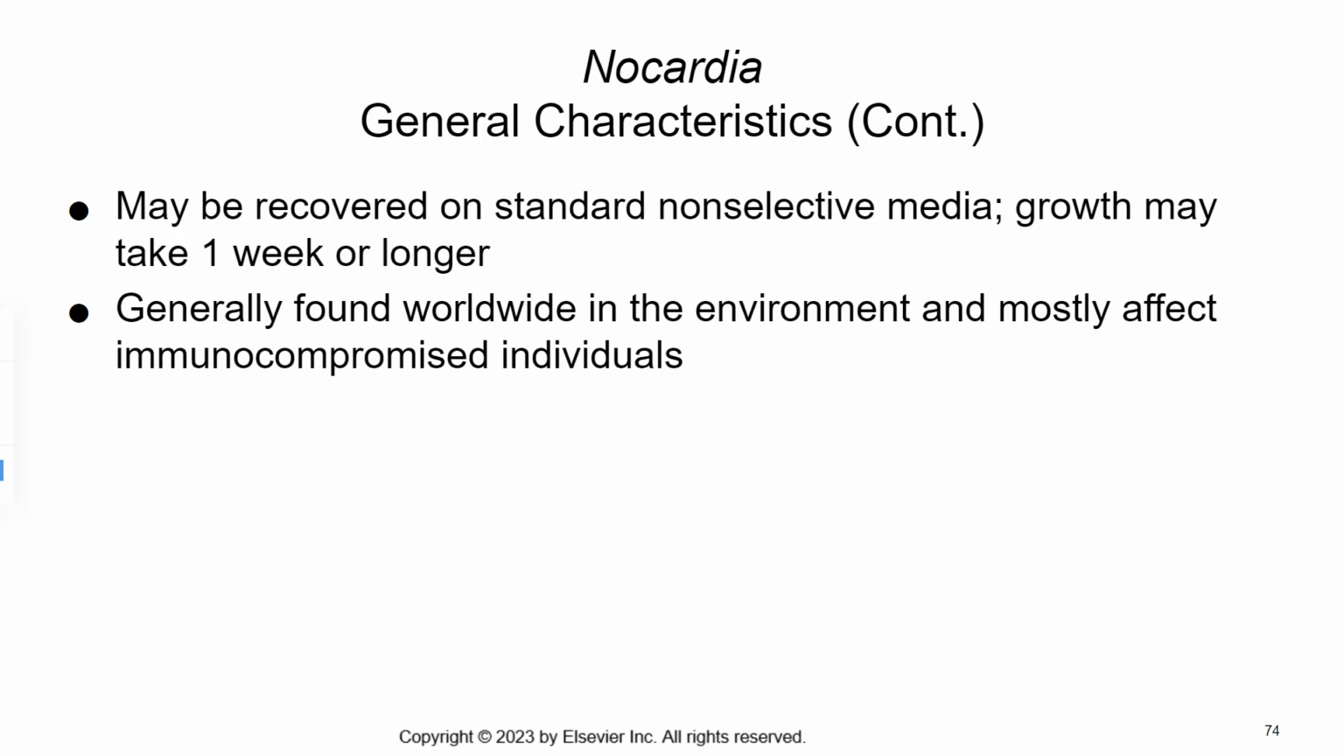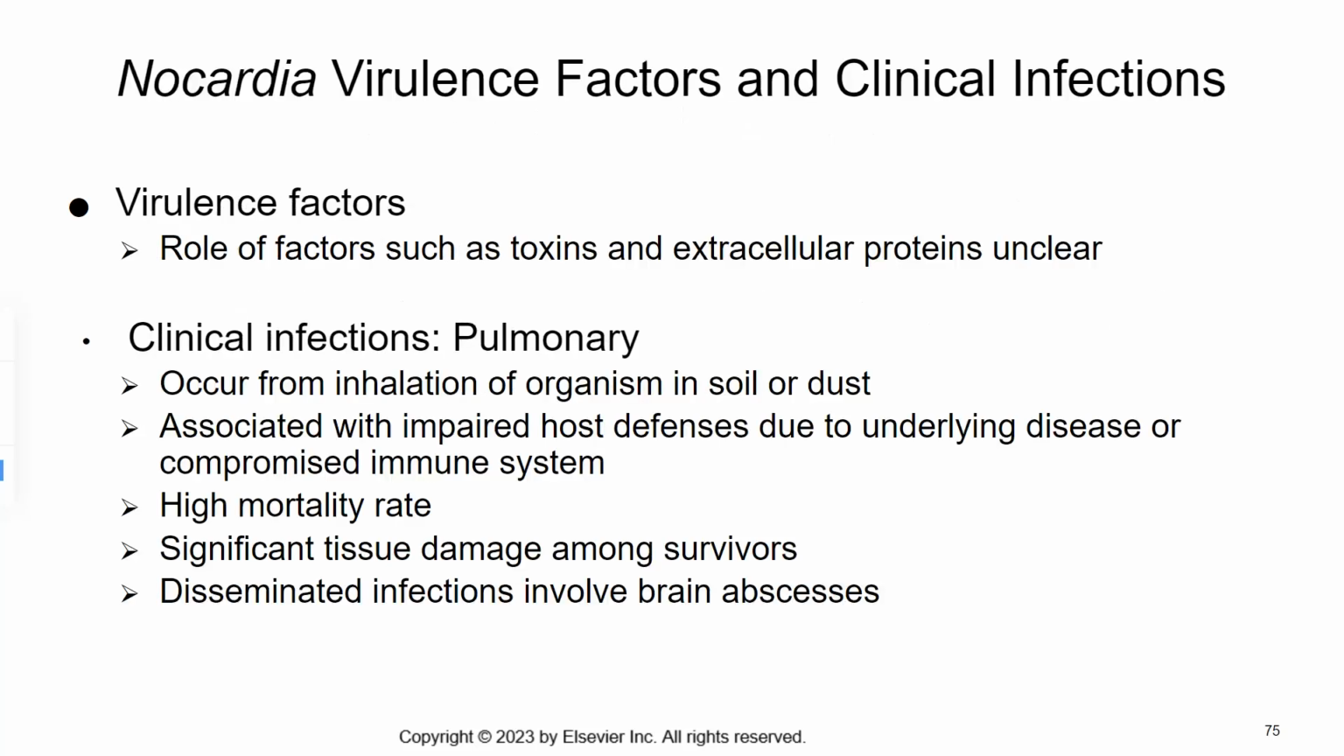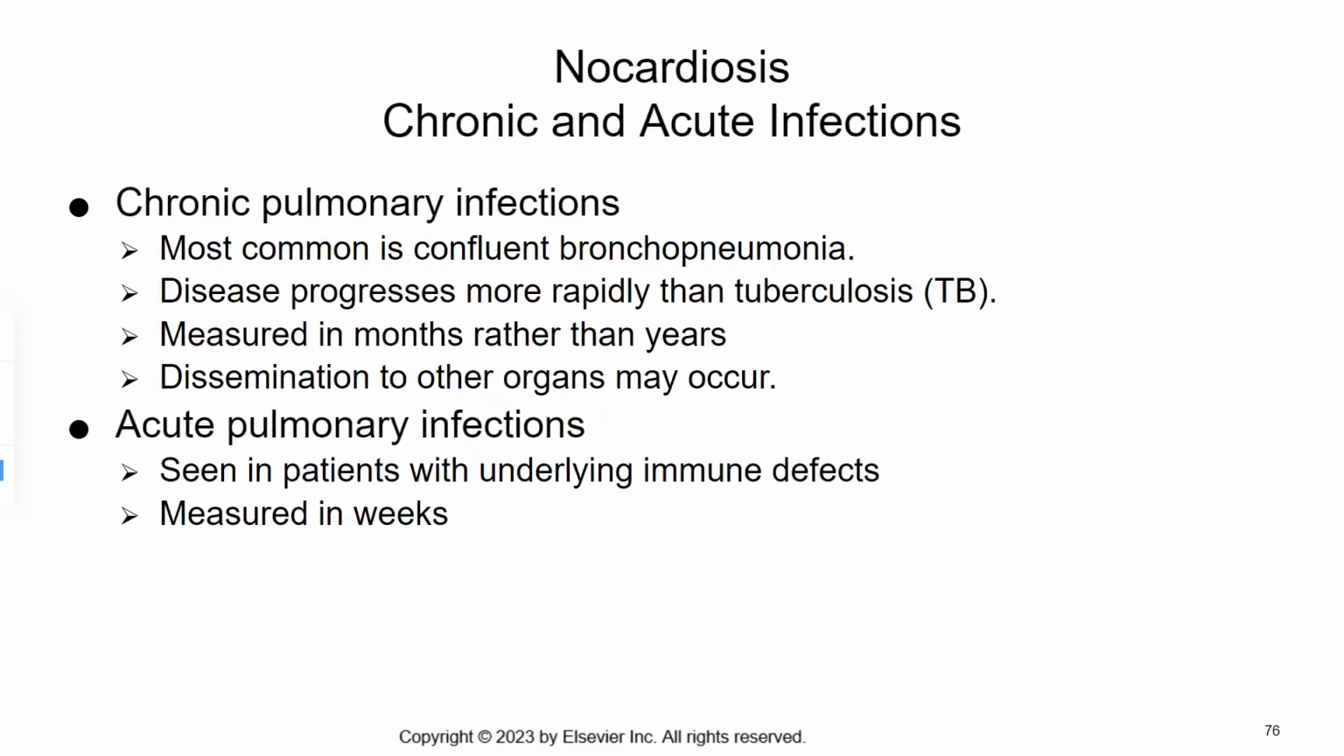It may be recovered on standard non-selective media. Growth may take a week or longer. It is generally found worldwide and in the environment and mostly affects immunocompromised individuals. Virulence factors: the role of factors such as toxins and extracellular proteins is unclear. Clinical infections: it can cause pulmonary infections, or lung infections, from inhalation of the organism in soil or dust, associated with impaired host defenses due to underlying disease or a compromised immune system. High mortality rate, significant tissue damage among survivors, and disseminated infections involve brain abscesses.